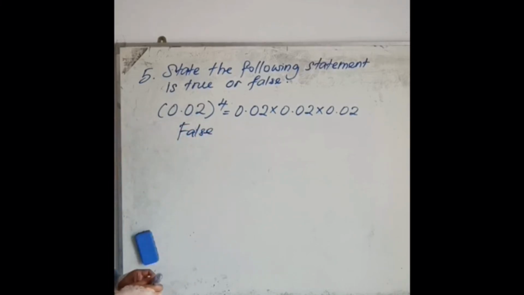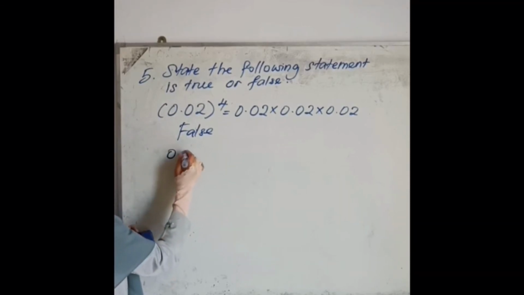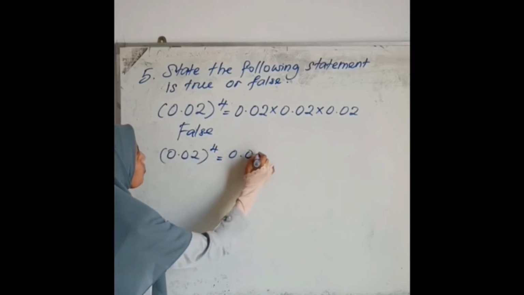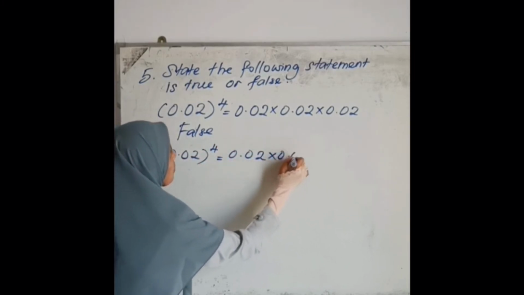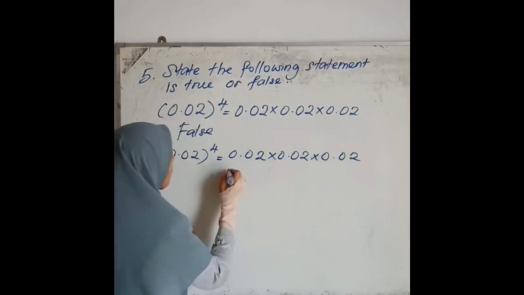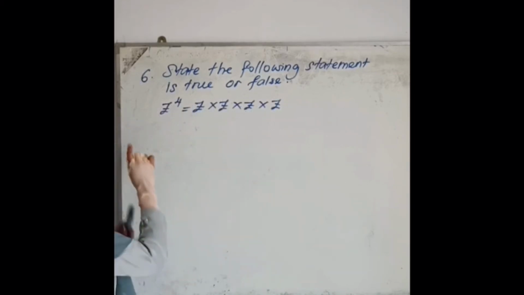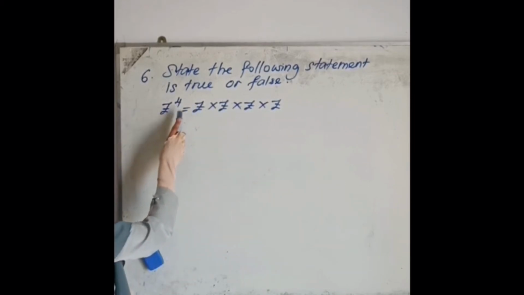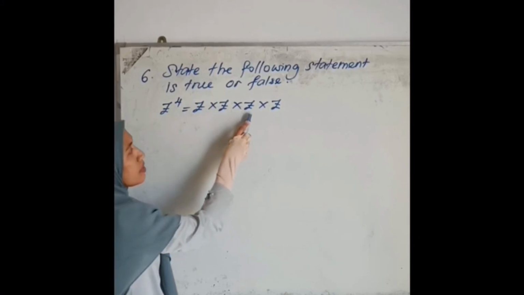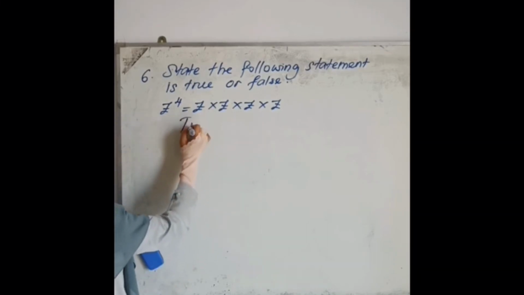The true statement is 0.02 to the power of 4 equals 0.02 times 0.02 times 0.02 times 0.02. Number 6, z to the power of 4 equals z times z times z times z. So the statement is true.